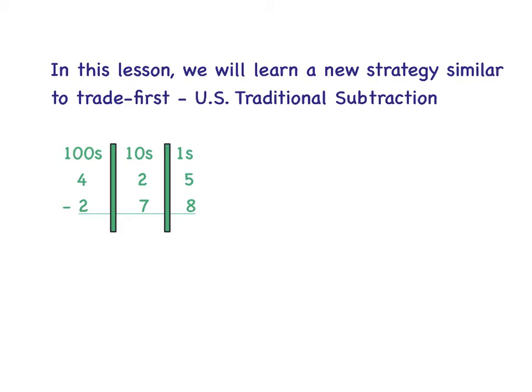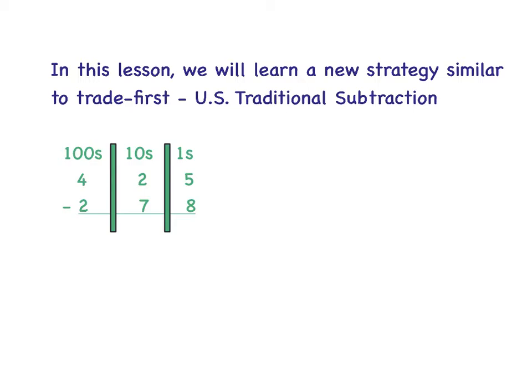Alrighty, so apparently I lied. There was only one review method. We did the trade first, and now we're going to go ahead and move on to the US Traditional Subtraction method. So this is the method that we're going to learn in this lesson, and we're going to trade and then subtract. So it's basically the same steps, just a little different order.